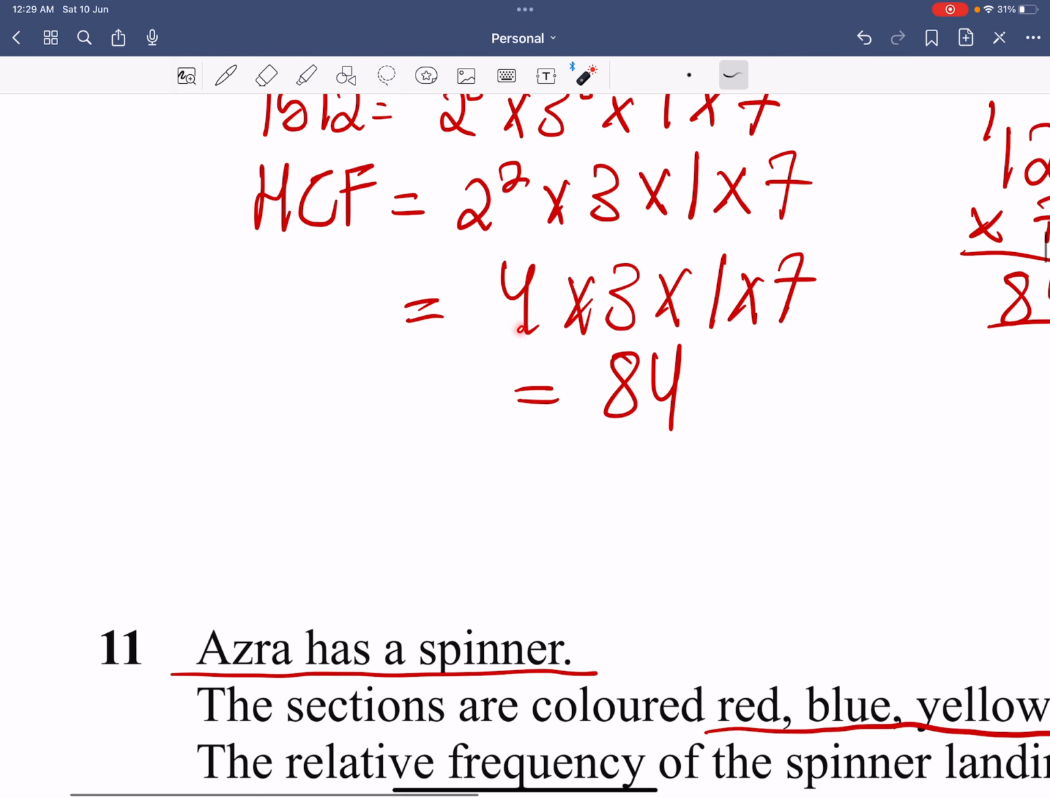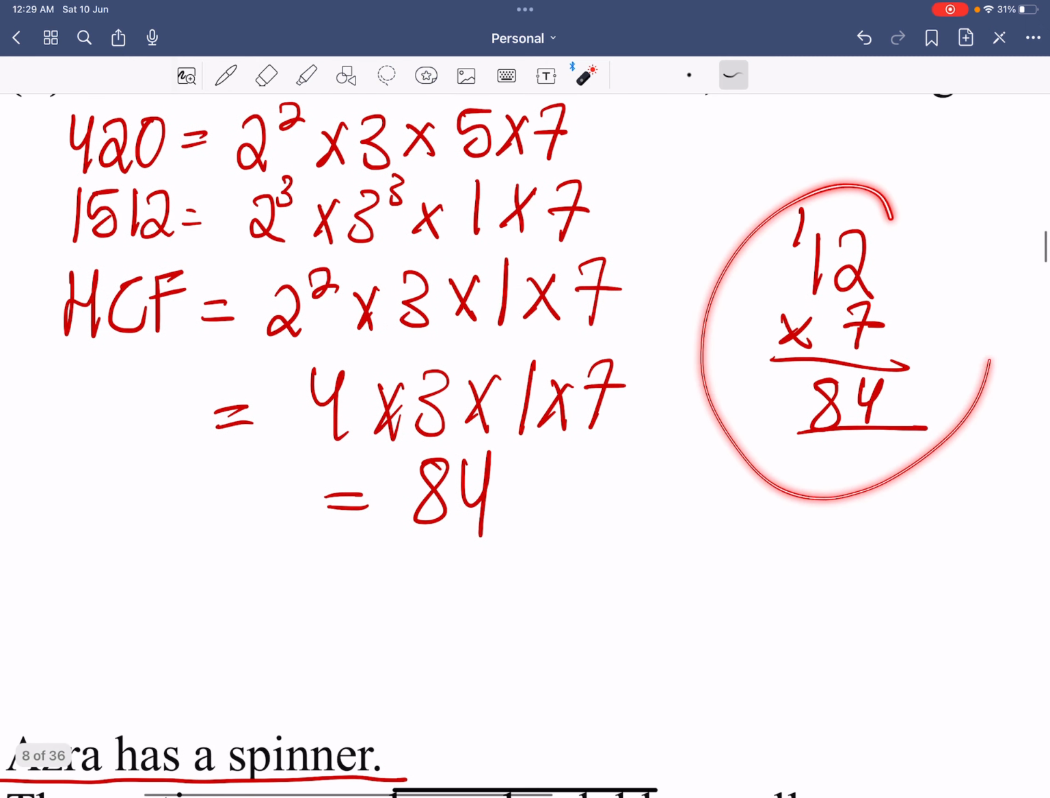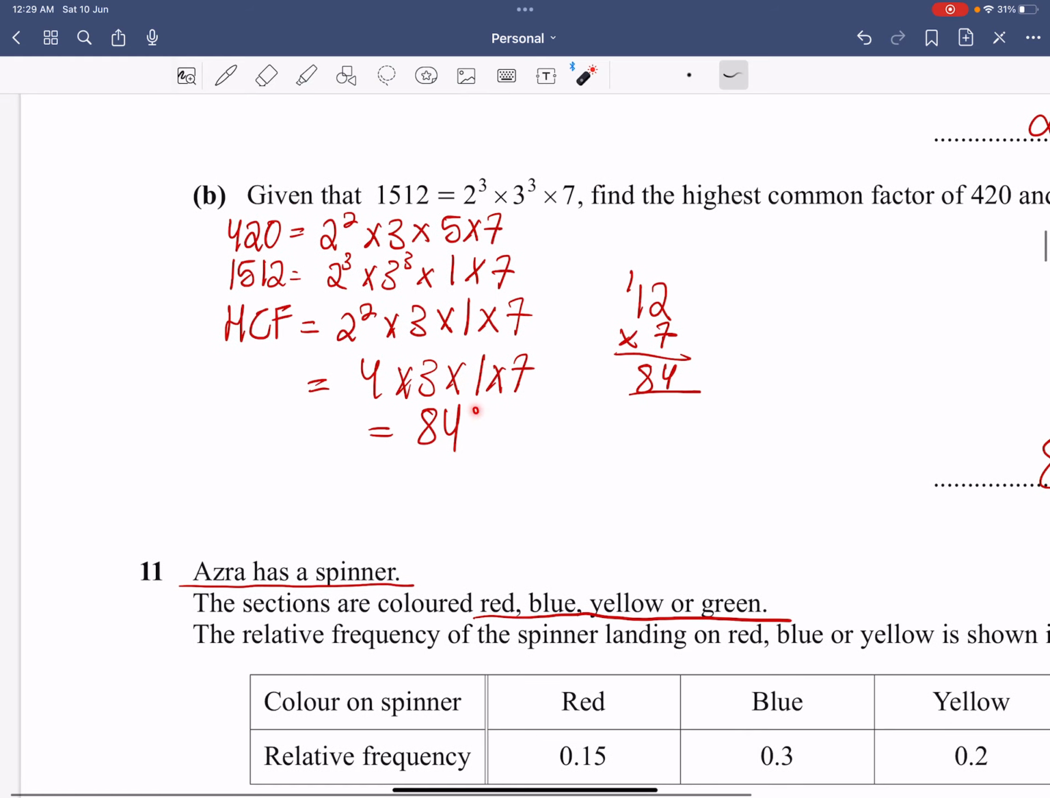So now 2 squared is 4 times 3 times 1 times 7. So 4 times 3 is 12, 12 times 7, which I've done here, is 84, because 7 times 2 is 14, 7 and 7 and 8. So 84 is our answer.